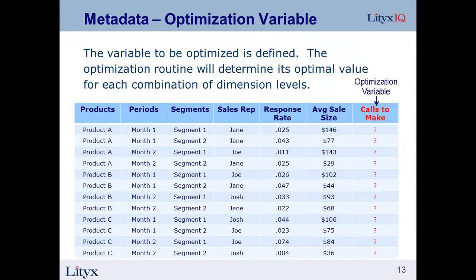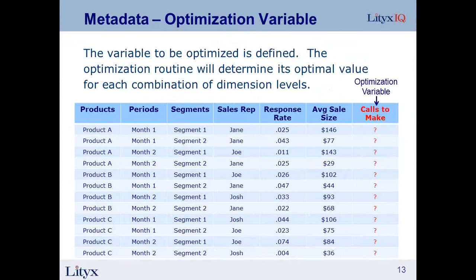So let's move forward and let's now define the variable that we want to optimize. Let's call it calls to make. In other words, we want to determine the optimal number of calls that each sales rep should make into each of these 12 combinations of dimension levels. In other words, where should our sales team focus their effort? It's the optimal way to focus their effort.